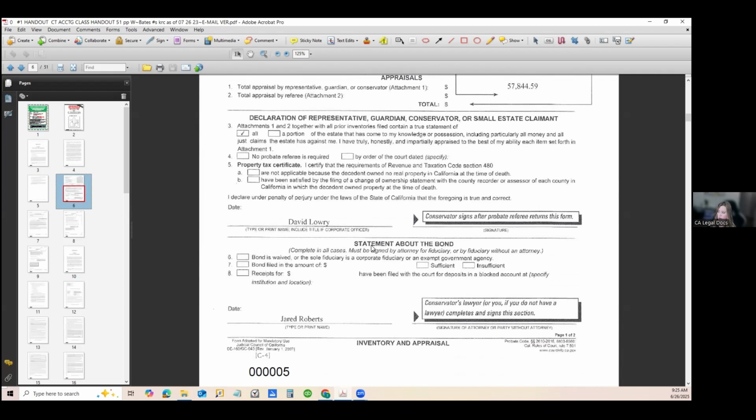Going down on the form, you're talking about your bond. I kind of glance at this only because during the accounting, I want to see that bond payments have been made, something of that nature. You'll either state that bond has been waived, or there is a bond amount. Typically with pro pers, the court issues a minimum bond of $20,000. The bond can be higher for many other reasons, but I mainly see it if the pro per is out of state.